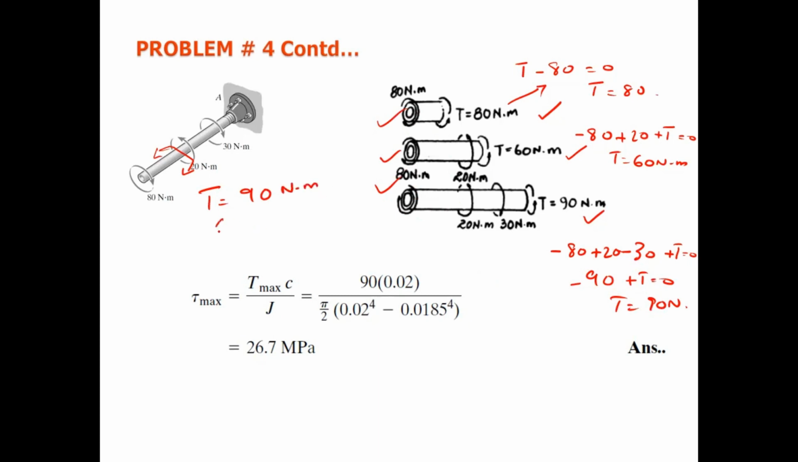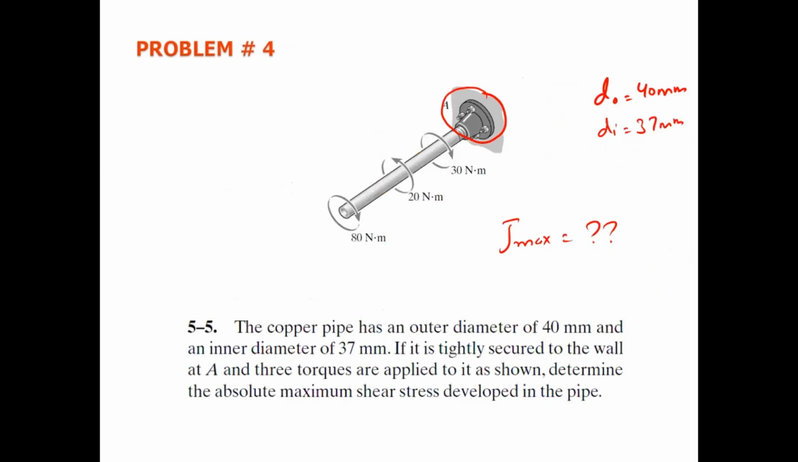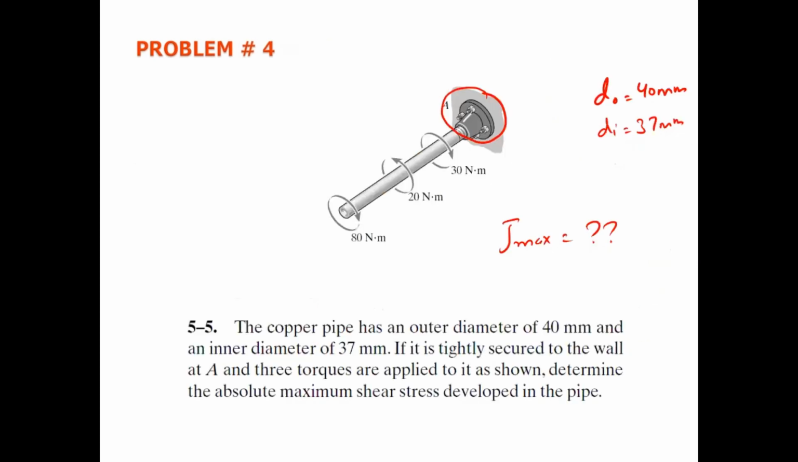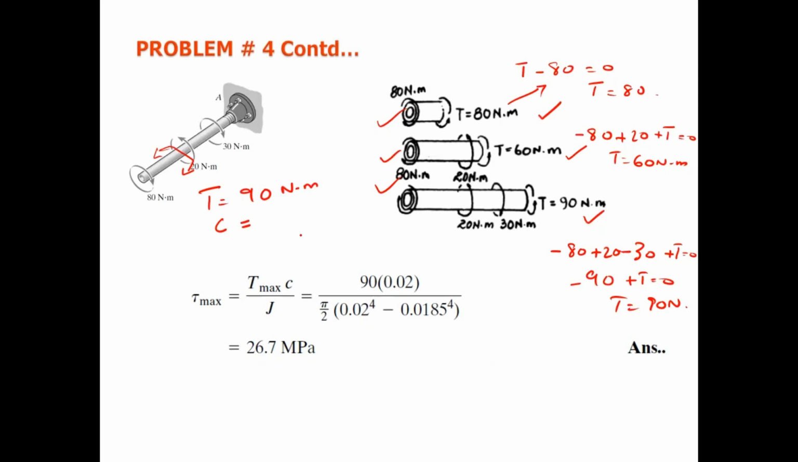Now, what is C? C is a radius. The diameter of the shaft is given. Inner diameter is 37 mm and outer is 40 mm. So the outer radius will be 20, because D is 40 and divided by 2. The inner will be 37 divided by 2, which is 18.5 millimeter. Okay.